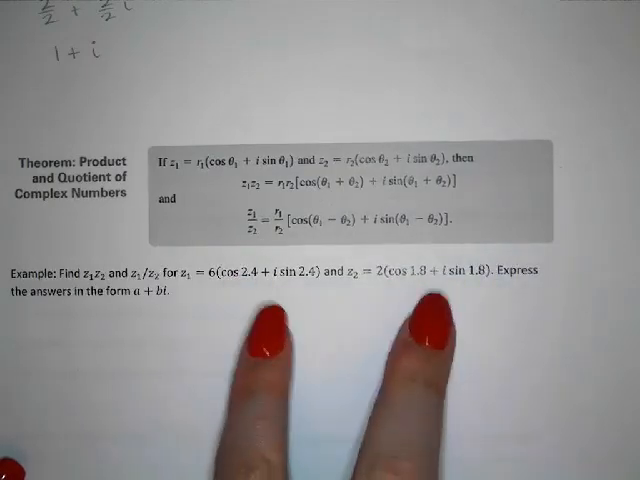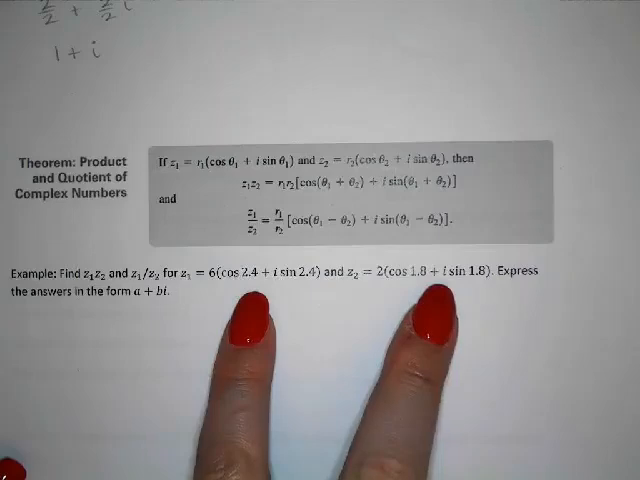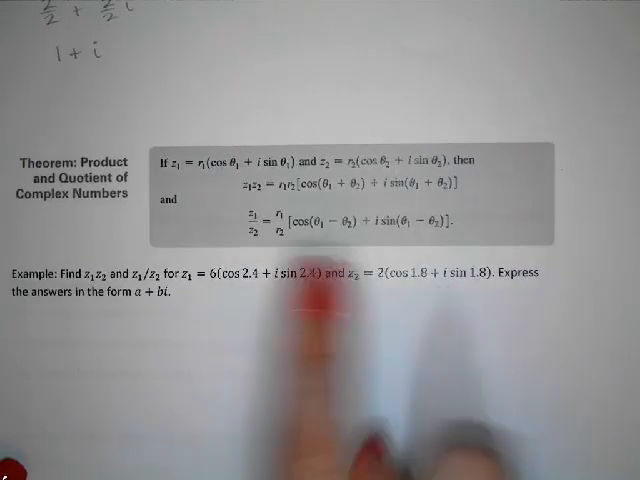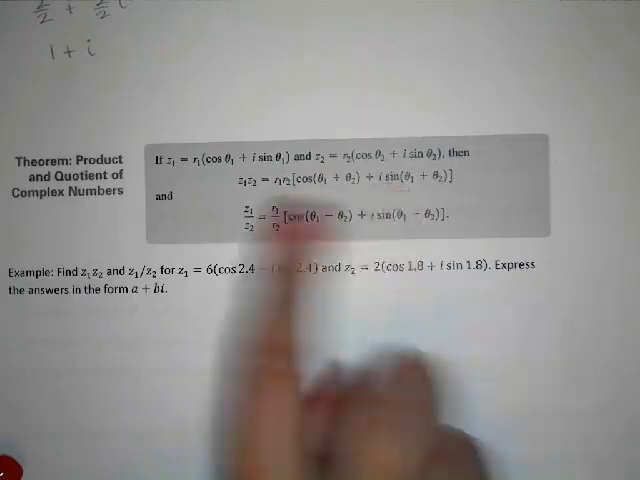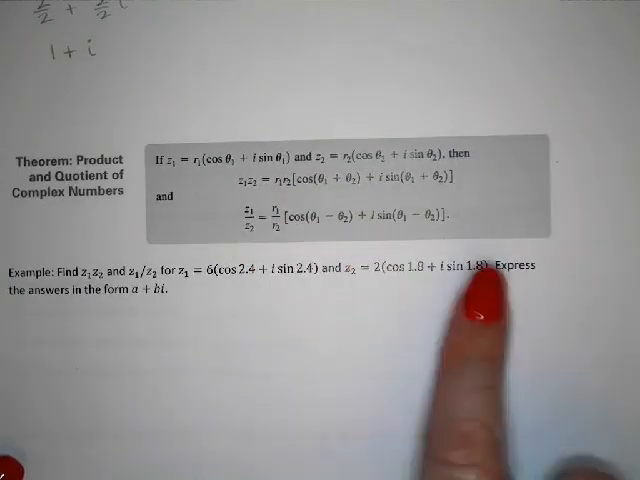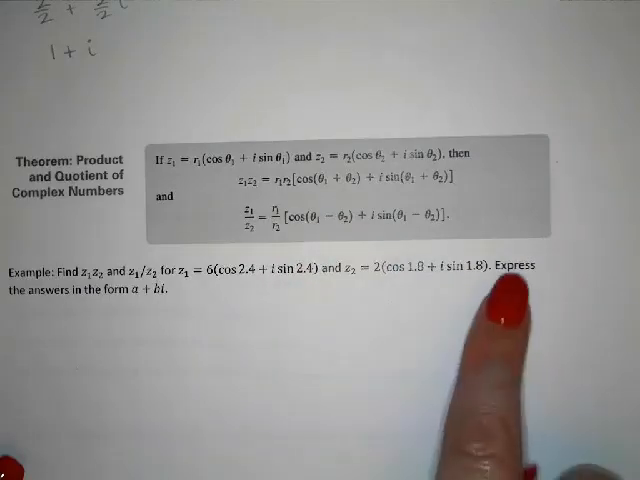They want us to take those values that are in the trigonometric form, and when we actually do the computation, we're going to get the answers in trigonometric form. They want us to take those answers when we're done and express them in a plus bi. So they want us to convert it back to the standard form when we're done.